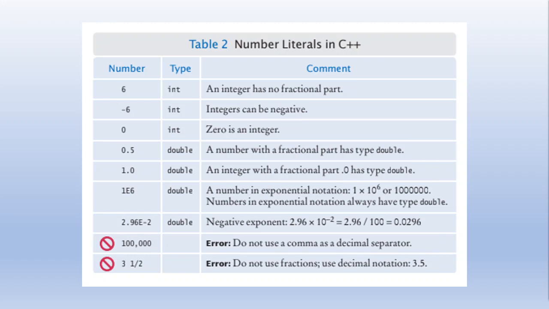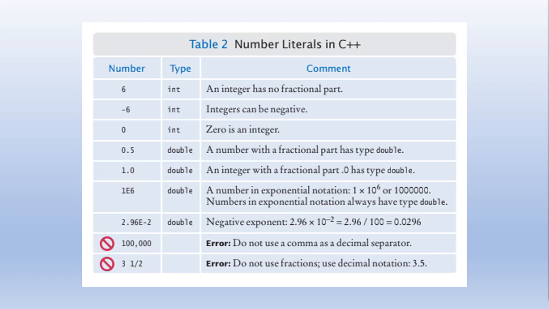We can also enter a number in exponential notation, such as 1,000,000, which would be 1e6, the same as inputting a number 1 times 10 to the 6. So any number in exponential notation will always have the data type double.